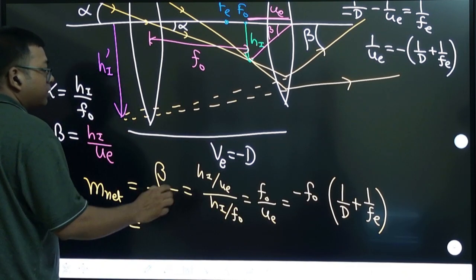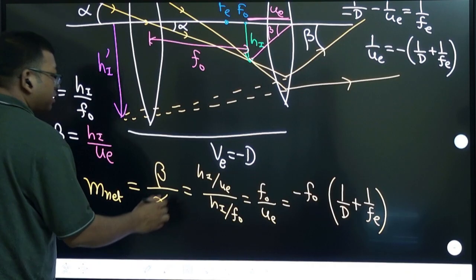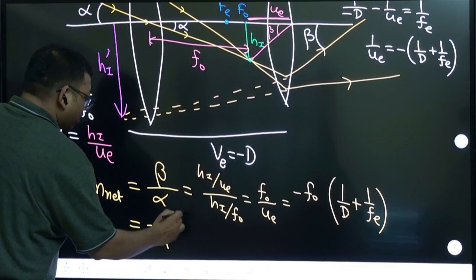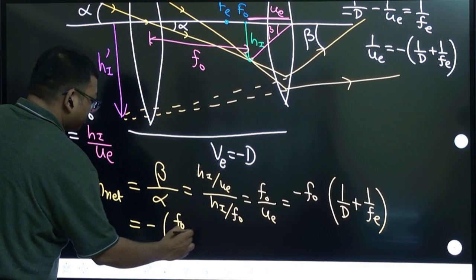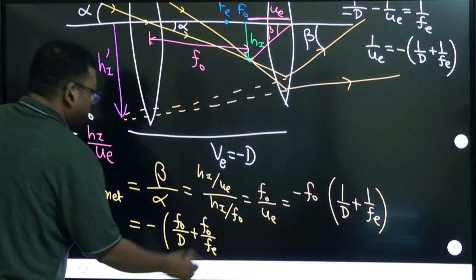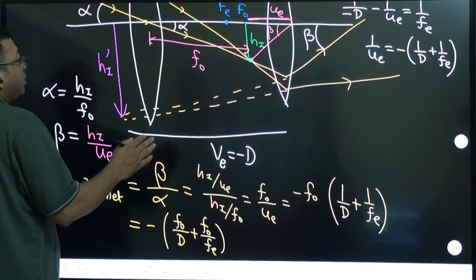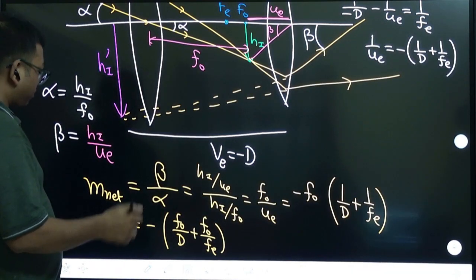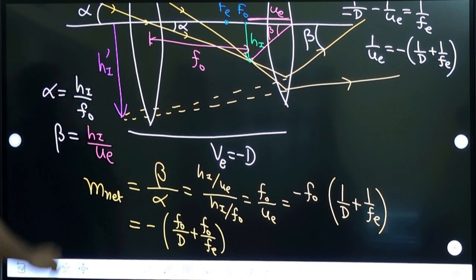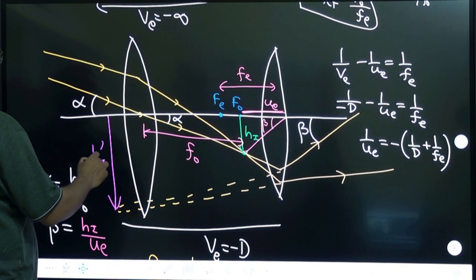So this magnification is minus FO. If you want, you can take inside. So FO by D plus FO by FE. That's the magnification formula when the final image is formed at least distance. Are you clear about this formula? Very important. That's the second case.